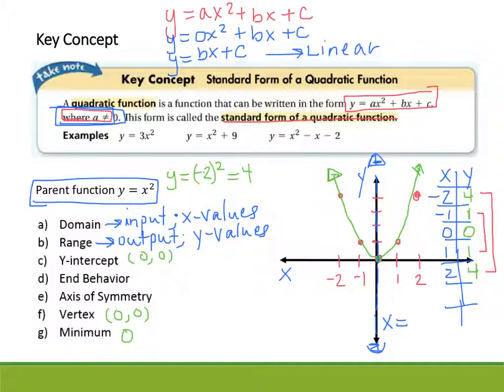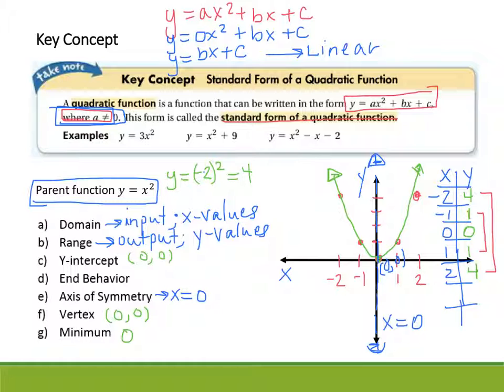In this case, since the vertex point is 0, 0, right here, and the x value of that point is 0, that means that this line is the line x equals 0. So we write the axis of symmetry as x equals 0. Again, x equals 0 represents a vertical line, and the vertical line is the axis of symmetry. The axis of symmetry will always pass through the vertex. So you can always look to the vertex to give you your axis of symmetry.